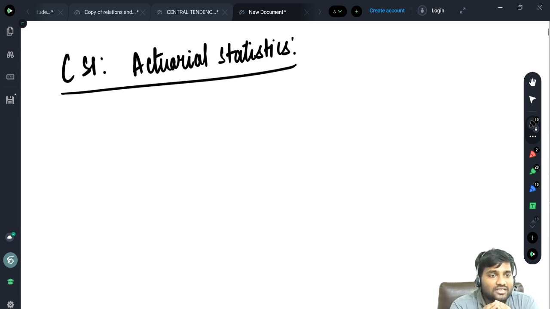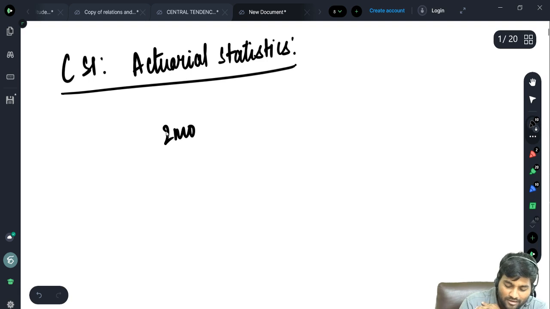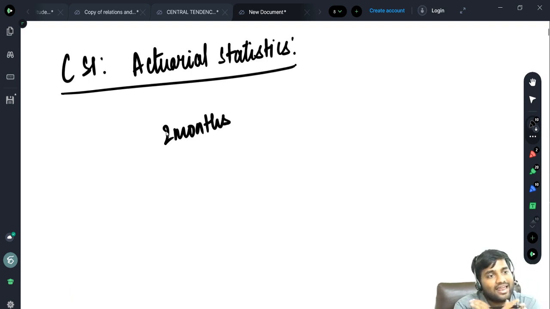Now, CS1 is the easiest paper. In terms of difficulty, if you rank among 13 exams, it is the easiest paper to study and clear. The approximate duration of study will be 2 months. We are starting May 1st week, and we'll end by July 1st week. The class schedule is given.